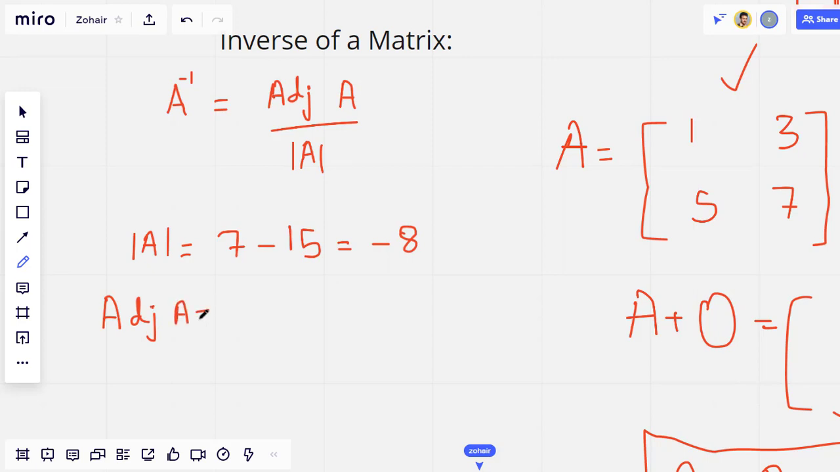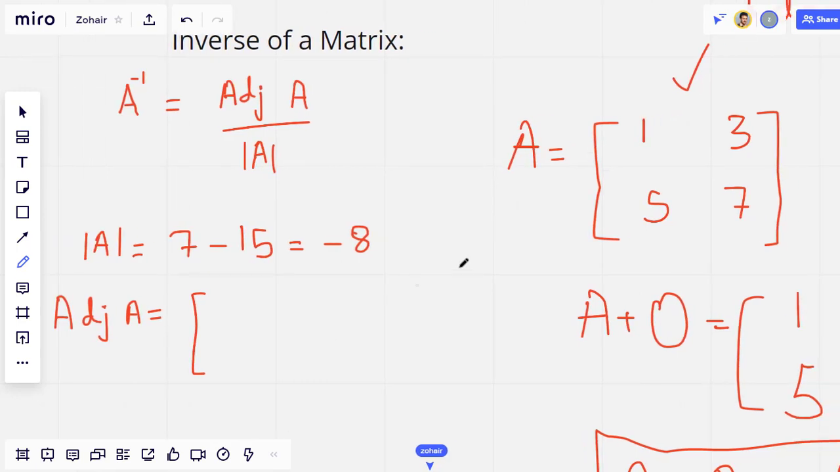Adjoint of A. Now how we find the adjoint of matrix A is, for this diagonal we just change the positions of the elements. So 7 will take the position of 1 and 1 will take the position of 7. So 7 will come here, 1 will go there. And then for the other diagonal we will change the signs. So 3 will become minus 3 and 5 will become minus 5. That's how we find the adjoint.